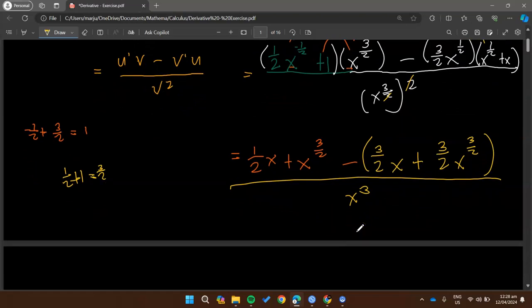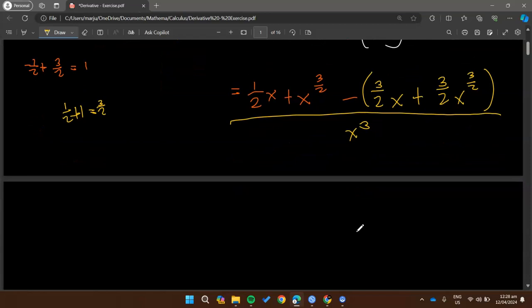Now, what do we do next? We will now combine like terms. As you can see here, this one and this one are like terms, so we can actually combine them. That will give us 1/2 minus 3/2, that's just negative 1. So we have negative x.